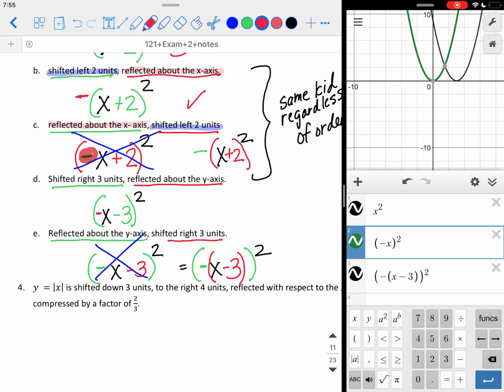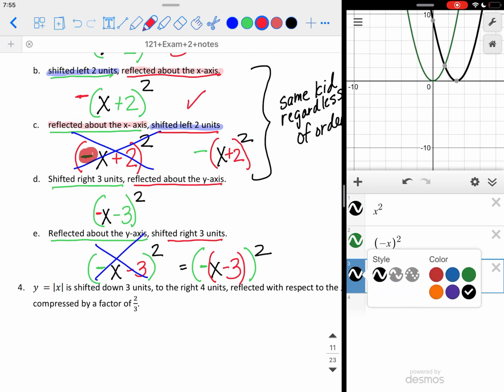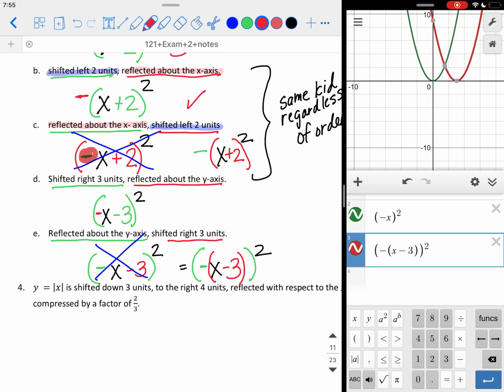And so there's my kid in utero in green. And this one right here, I want it in red. Hang tight. So there's the parent, reflected about the y-axis. There's the reflection across the y-axis. And then the kid in utero in green shifted to the right 3 units. There it is.